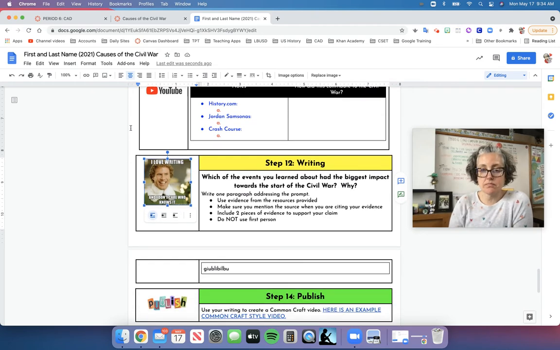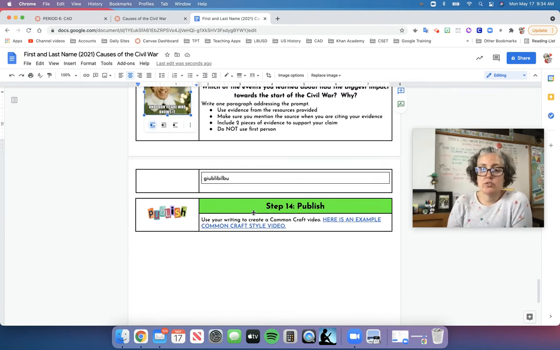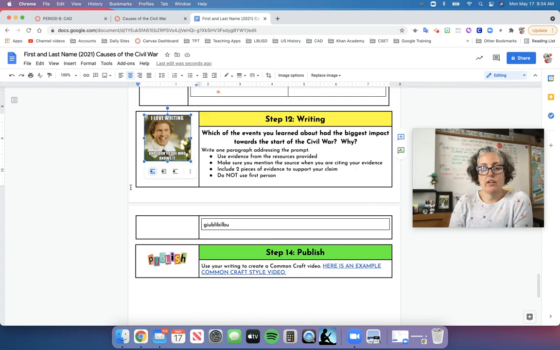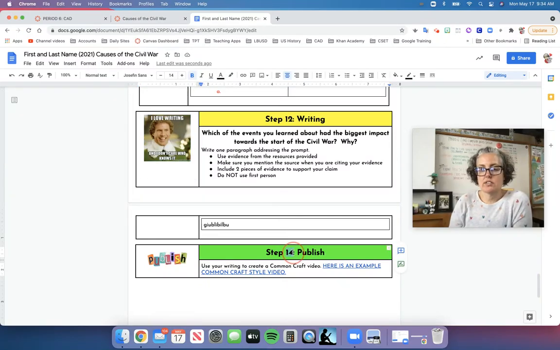All right. Now, the other part is to publish using a Common Craft style video. So again, use your writing from the step prior. And it looks like I'm going to have to take out, this is not step 14, it's actually step 13. Using step 12, the writing, use that to help you write a script where you are going to narrate your argument and use it to create one of these Common Craft style videos.